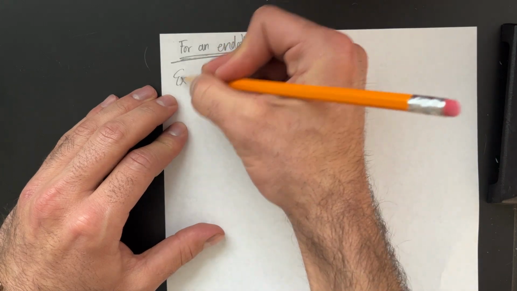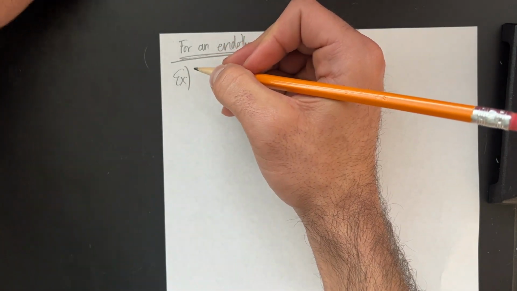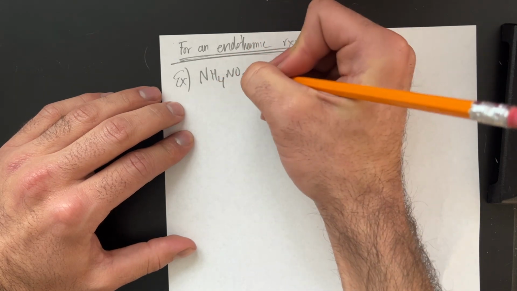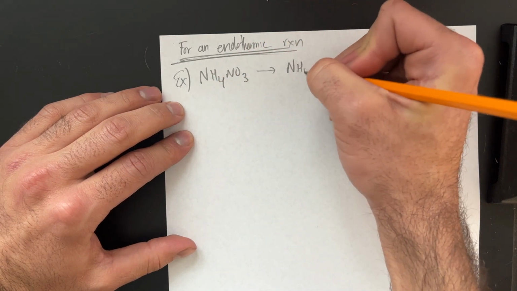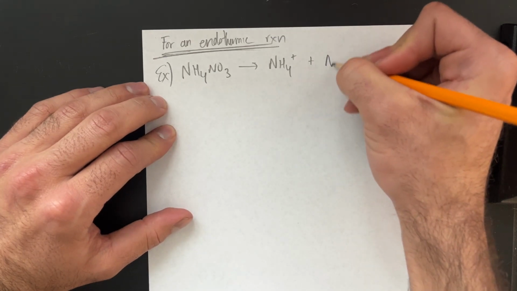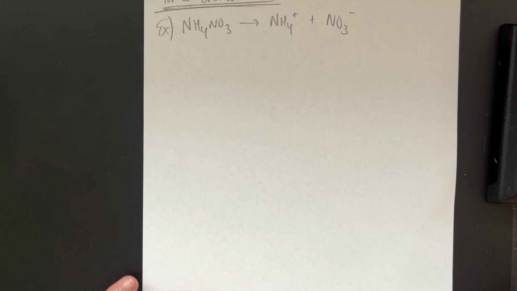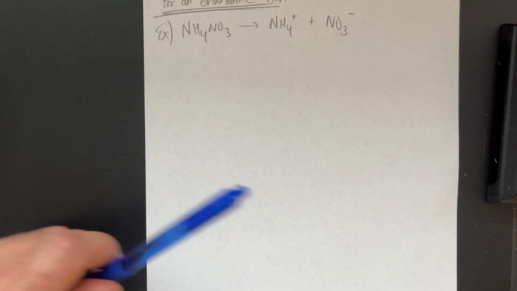A classic example of an endothermic reaction is this one. Ammonium nitrate breaks up into NH4 plus NO3 minus. This is the reaction in a cold pack. And so this is endothermic.